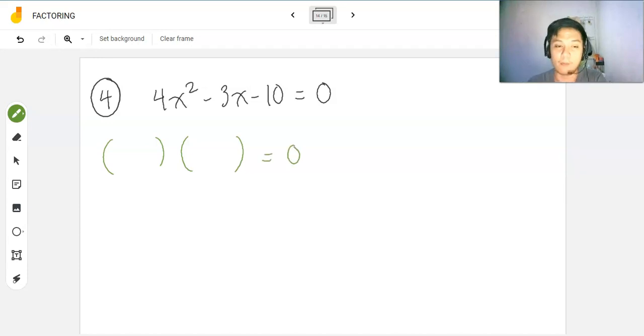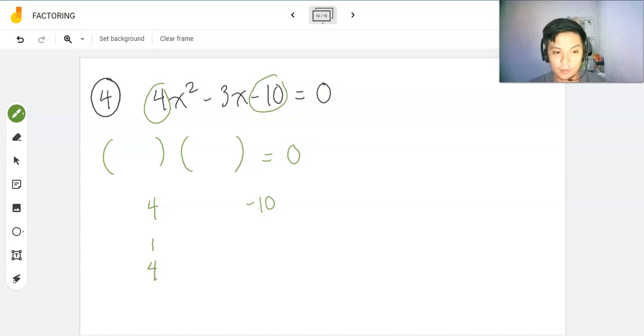Okay, so ano kailangan natin gawin? Paano siya magiging trial and error? So, we have to think of the factors of 4 and the factors of negative 10. Ayan. So, factors of 4, factors of negative 10. Ano ba ang pwedeng magamit natin? Kasi may tatlong factors ang 4. 1 and 4 tapos 2 and itself. Pero tatlo lang yun. 3 distinct factors lang. So, unahin natin siguro yung 1 and 4.